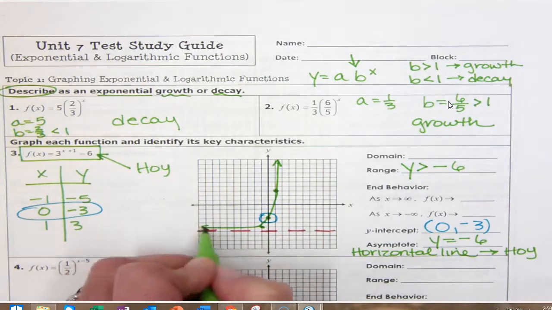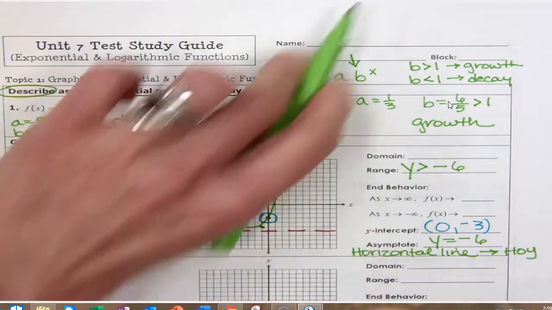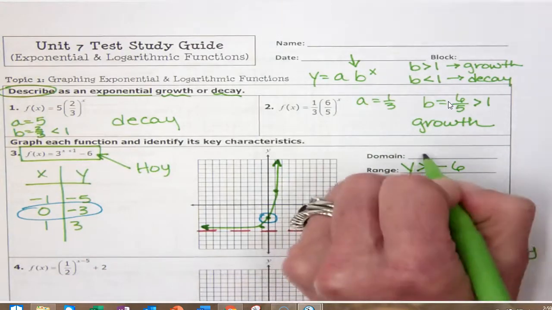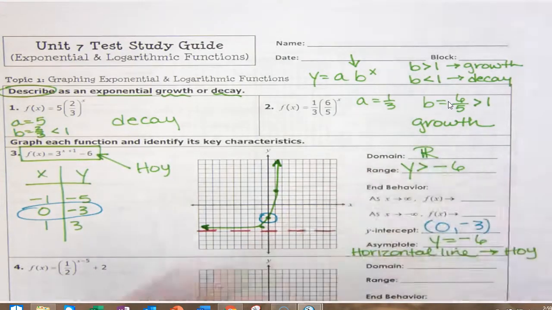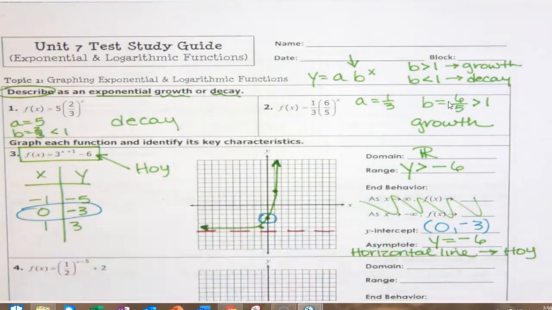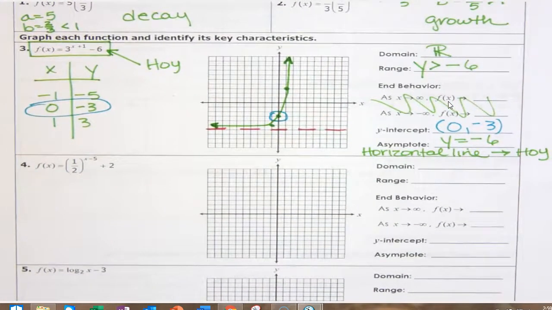And my domain, I've got arrows pointing this way, arrows pointing out at a very slight line that way, is going to be all real numbers. And you don't have to worry about the limits. All right, hopefully you're getting this. We're going to go a little bit faster.